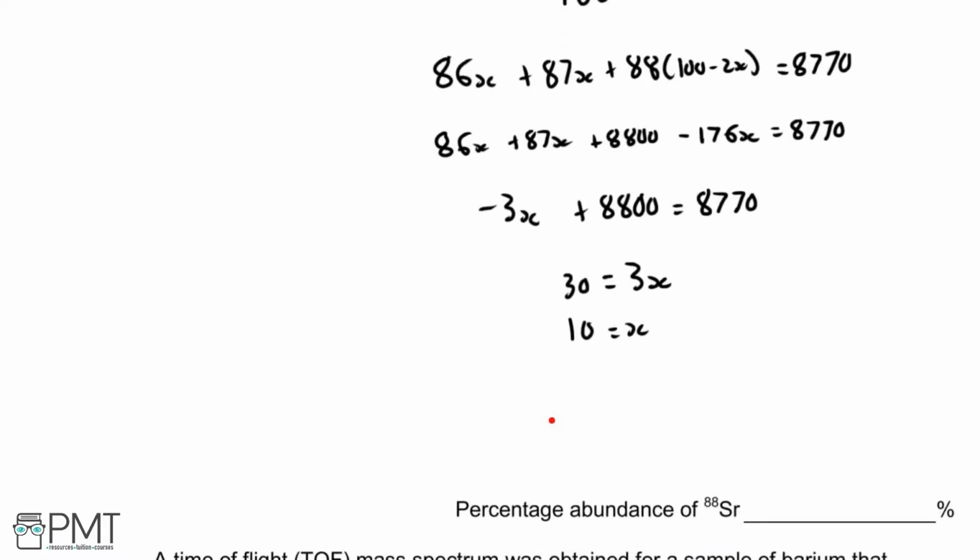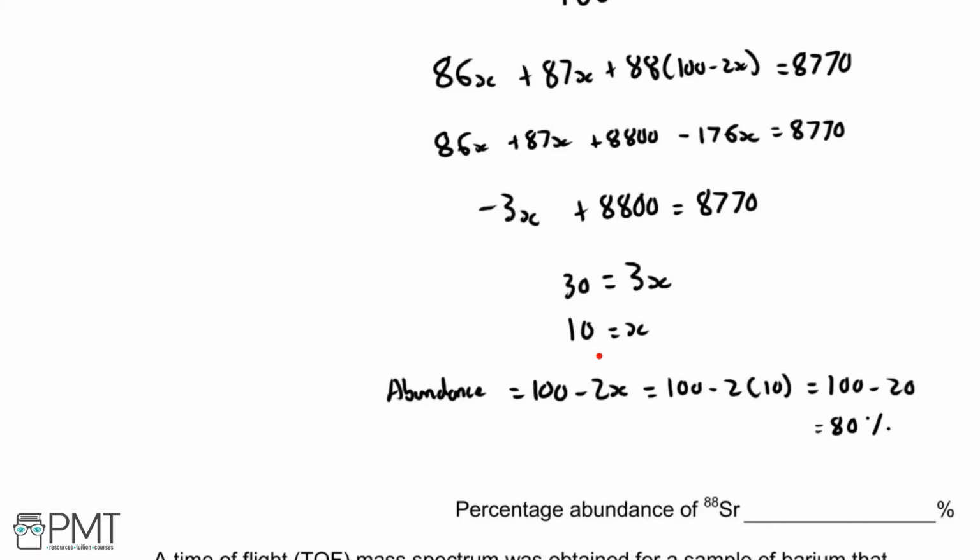All we need to do now is use what we worked out earlier, that the abundance is equal to 100 minus 2x, and then we can substitute in the 10 we've just worked out to get the abundance is 100 minus 2 lots of 10, which is 100 minus 20, which gets us our percentage abundance of the 88 strontium isotope as 80%. So this question in total was worth 4 marks.